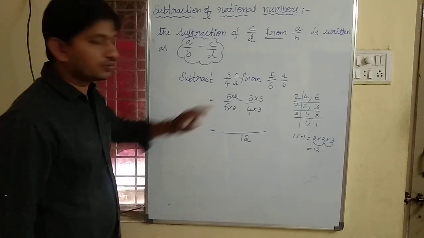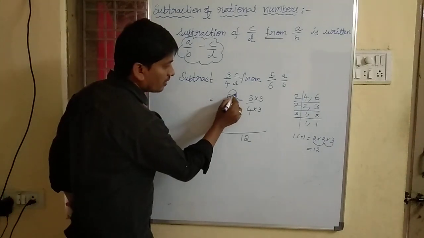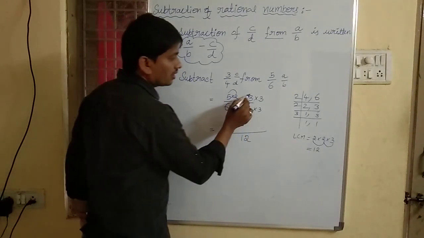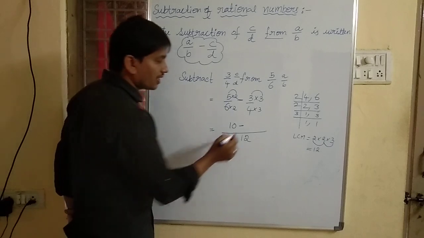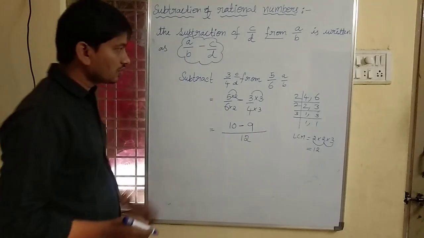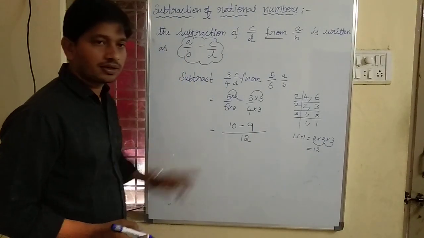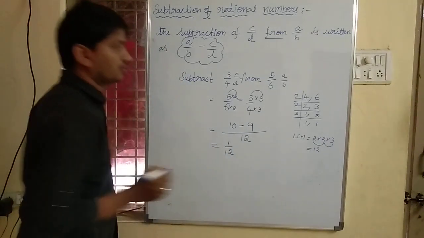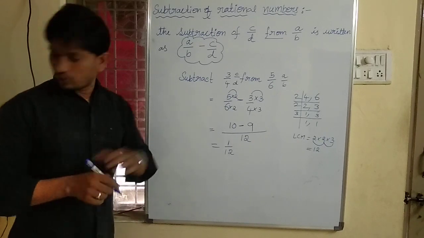Now 5 into 2, 5 2s are 10, minus 3 into 3, 3 3s are 9. 10 minus 9 is equal to 1 by 12. Okay, we will see one more example.